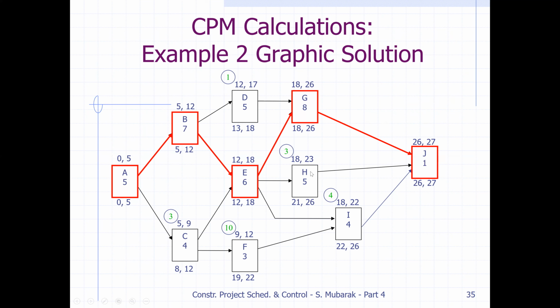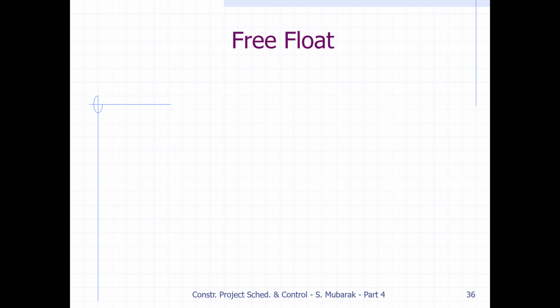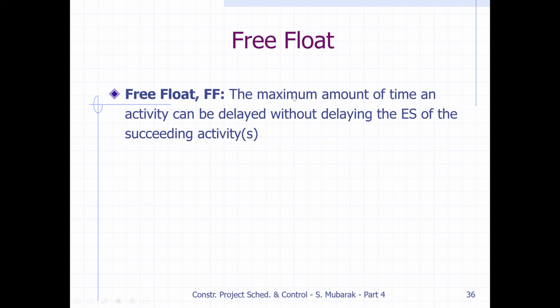Similarly, we can find the free float. For this one, 5 minus 5 will be 0. We can discuss that later. Now they are giving the definition of free float: the maximum amount of time an activity can be delayed without delaying the early start of the succeeding activity. Total float is linked with the project duration, but free float is linked between two activities.